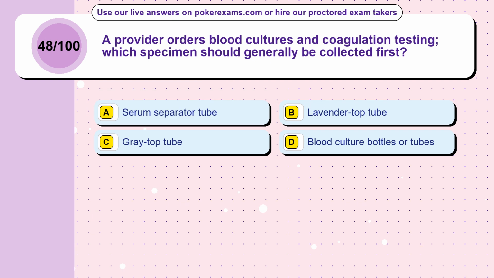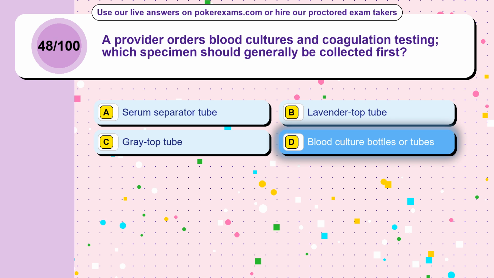Question 48. A provider orders blood cultures and coagulation testing. Which specimen should generally be collected first? Option A, serum separator tube. Option B, lavender top tube. Option C, gray top tube. Option D, blood culture bottles or tubes.